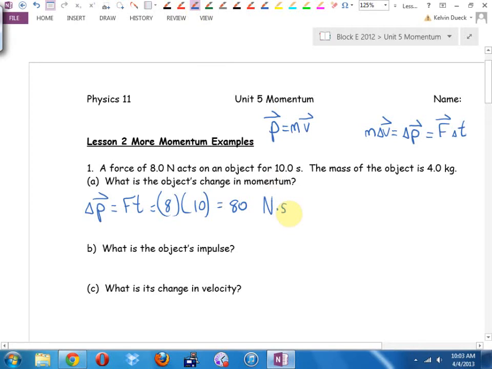What's the object's impulse? This is a trick question meant to take you 1 second. Why is the answer the same as part A? Because what's another word for impulse? Or 80 kilogram meters per second.